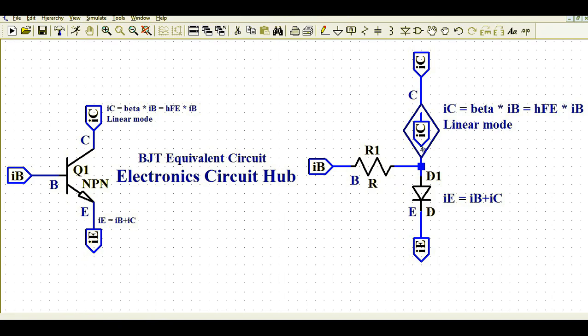So if you talk about collector, base and emitter, in the collector you have one controlled current source, in the base you have one base spreading resistance, and the emitter is made of a diode. Okay, so hope guys you have understood the equivalent circuit of NPN transistor, how it looks like internally.